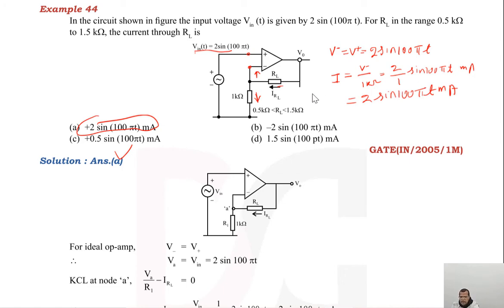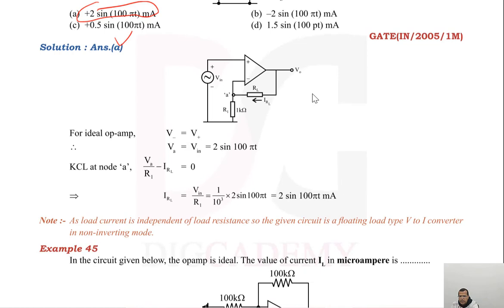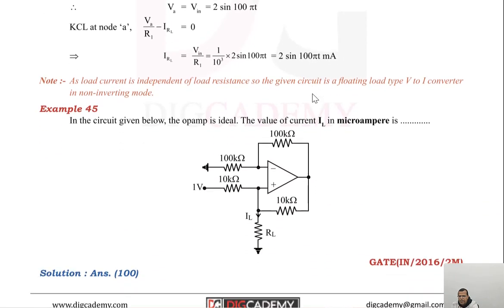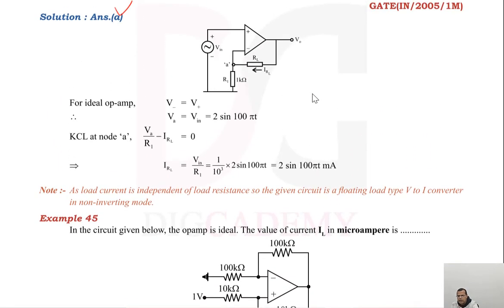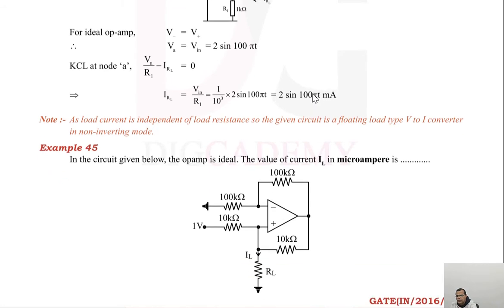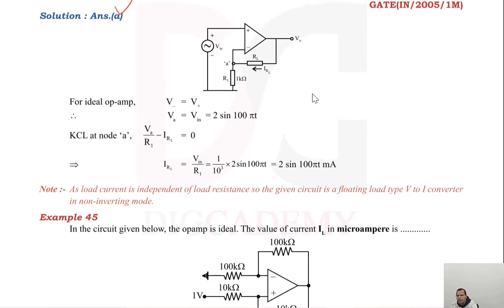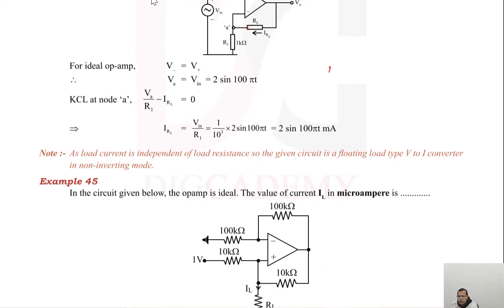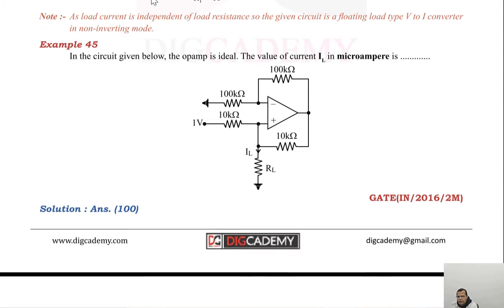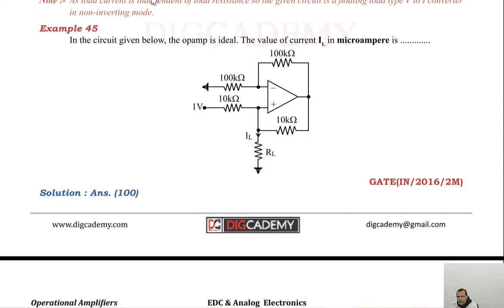Now, let us see the next example. Remember, here load current is independent of load resistance. So, the given circuit is a floating load type voltage to current converter. Why? Because the input signal is voltage and the output signal through the load resistance is current. So, we say this circuit is a voltage to current source converter.